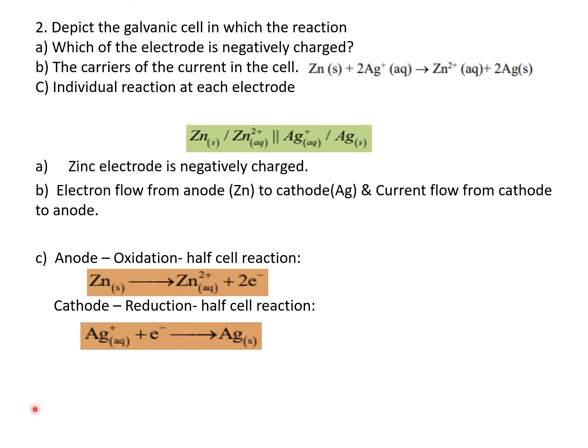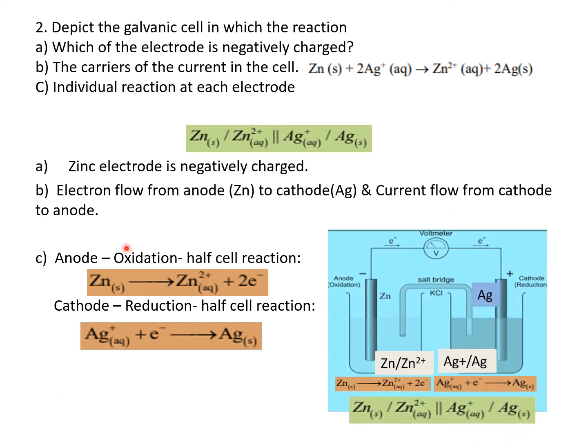See, a zinc electrode is negatively charged. So the anode is negatively charged, and this is the cathode. First anode, another one is cathode. So the anode is releasing the electrons towards the cathode, and the current is in the opposite way. The current is always opposite to the electron flow. So the current goes from cathode to anode. The electron flows from anode to cathode and the current flows from cathode to anode. It's always in the reverse manner.